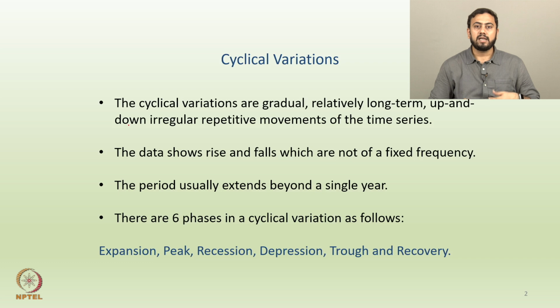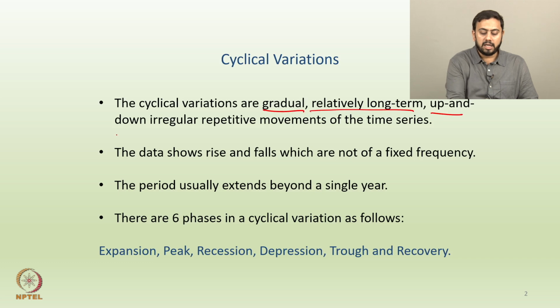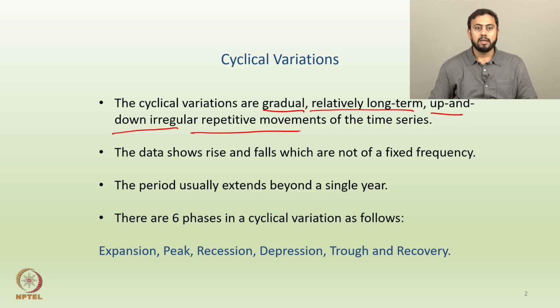So cyclical variations are gradual, relatively long term, up and down, irregular, repetitive movements of a time series, alright. So this definition has a lot of individual pointers. Cyclical variations are gradual, relatively longer term than seasonal, and irregular and repetitive movements of a time series, okay. The second point is that the data shows rises and falls which are not of a fixed frequency.